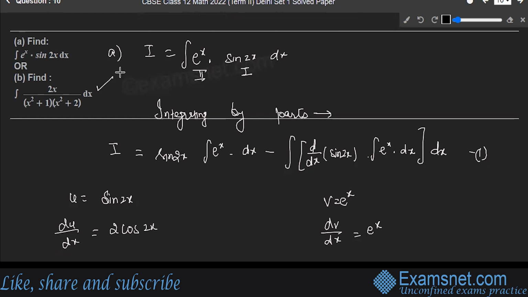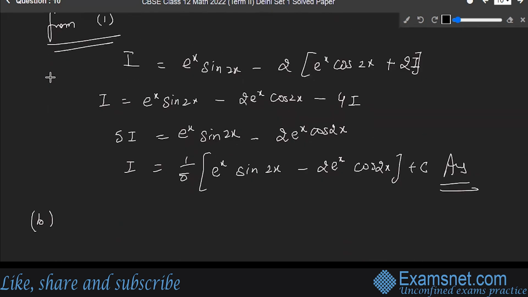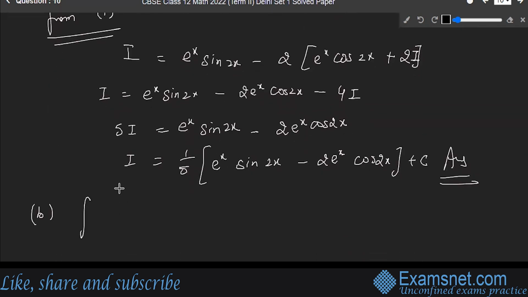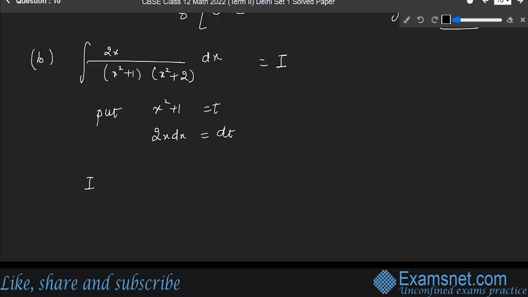Now this question is in choice. You can either do the A or the B part. Let's go to solve the B part now. So here you are. Your B part is, what was the statement? You have to find out the integral of 2x divided by (x squared plus 1)(x squared plus 2) dx. In this question, I'll put x squared plus 1 is equal to t. This gives me 2x dx is equal to dt. So if I take this as I, this I becomes dt upon t(t plus 1), right?